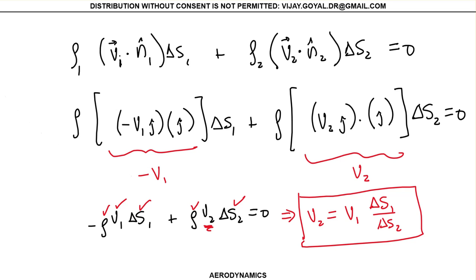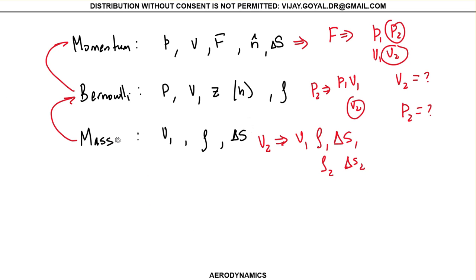Now we can go back to the equation and say, okay, we got V2, so we are done. Let's go back to the Bernoulli equation so we can find the pressure. The second one is Bernoulli.